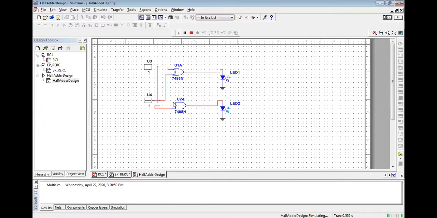Now this is the fundamental: for a half adder, if both of the inputs are 1, then 1 plus 1, sum will be 0 and carry will be 1. So this you can consider as carry, and this is known as sum. Sum is 0, so output is 0. There is no glowing of the LED. In other words, if both inputs of the XOR gate are 1, what will be the output of the XOR gate? It is 0. So the LED will not glow. This is the meaning of the half adder.